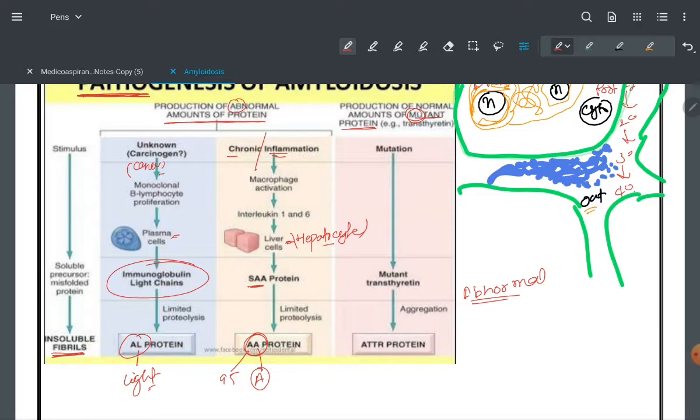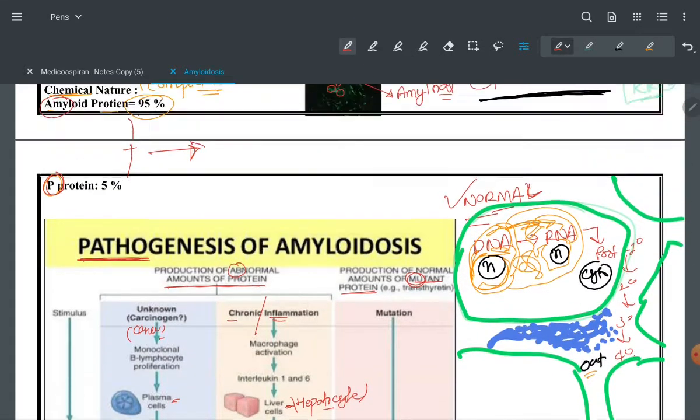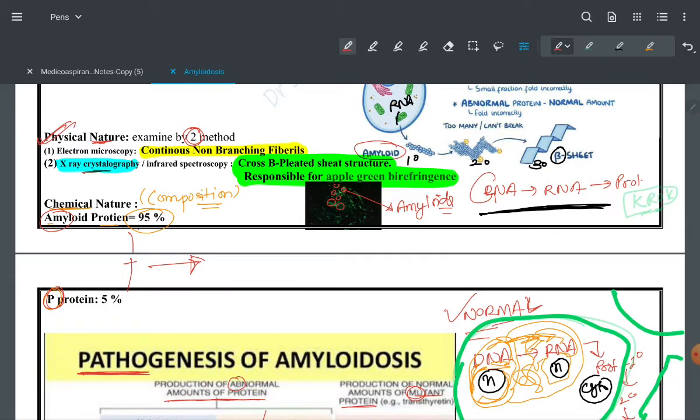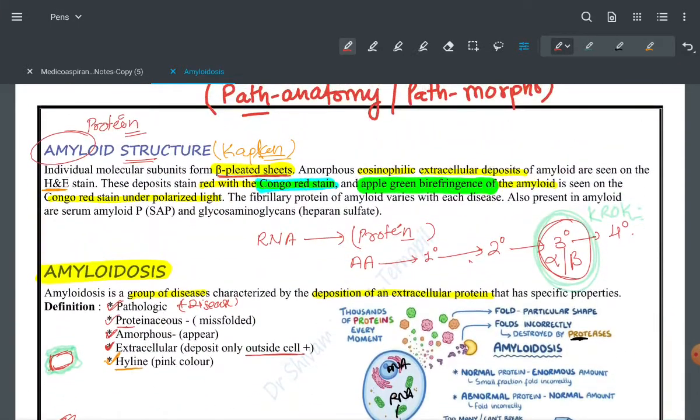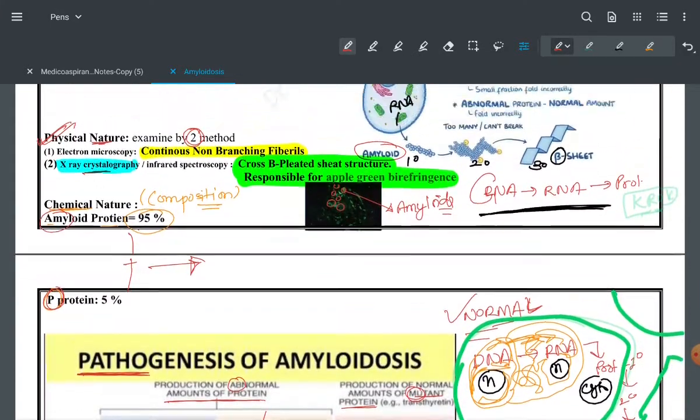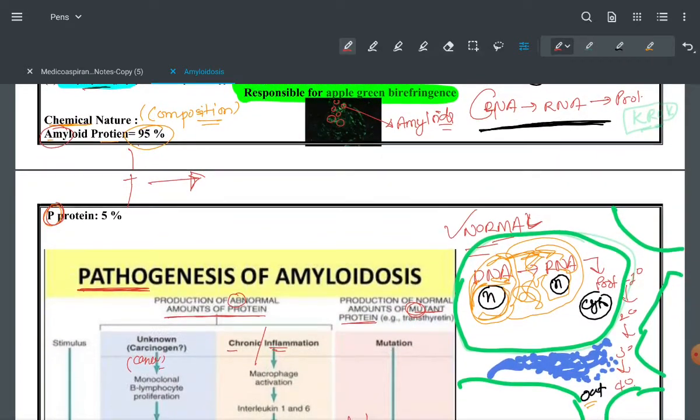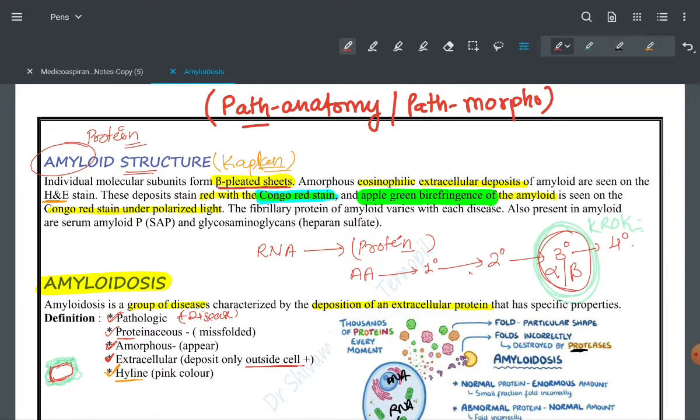Okay, and in the mutation case there is mutant transthyretin. So this transthyretin is formed, and it further goes to the ATTR protein. I will cover it later in the classification of amyloidosis. So let us make it clear, before going to the next section of amyloidosis, what are the important points from where you can solve the questions.